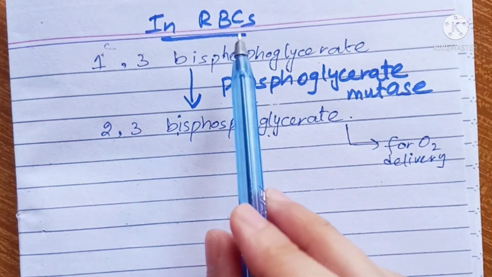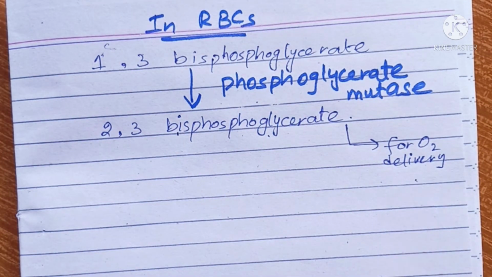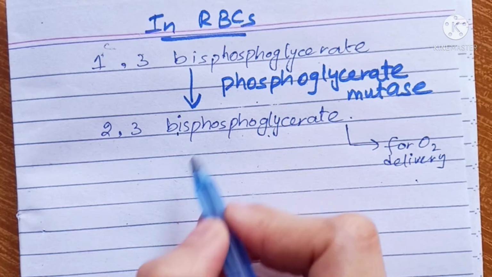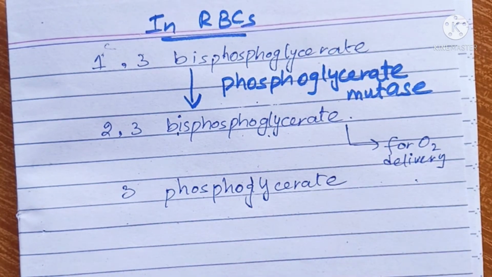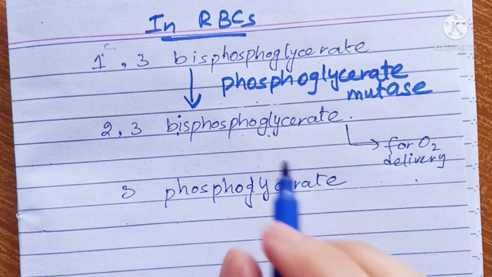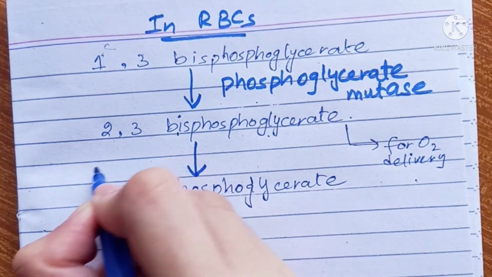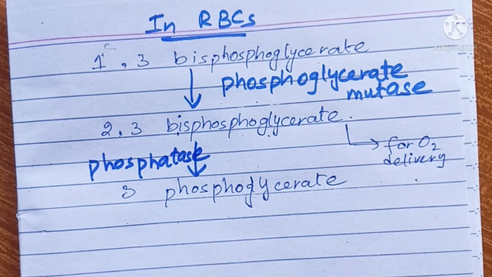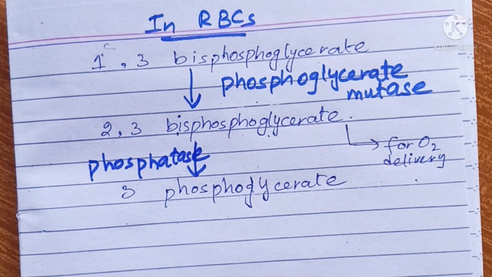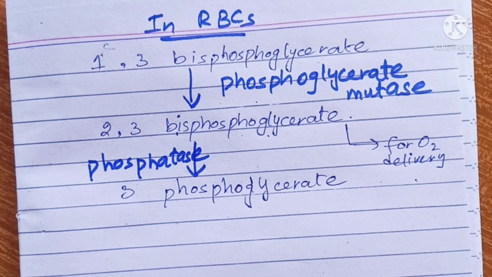This 2,3-bisphosphoglycerate in RBCs is used for oxygen delivery, as you studied in first year. Now this 2,3-bisphosphoglycerate is converted into 3-phosphoglycerate by using the enzyme phosphatase, because you can see that one of the phosphates is removed. And as I told you earlier, whenever dephosphorylation occurs, enzyme phosphatase is used. So here enzyme phosphatase is used and it is converted into 3-phosphoglycerate. So this is the reaction that occurs in RBCs. This is not part of the process of glycolysis, just it is mentioned in your book and it is linked here, so I told you. Now we continue the process of glycolysis.